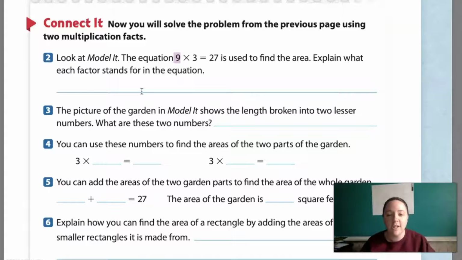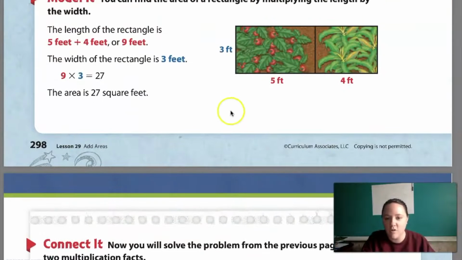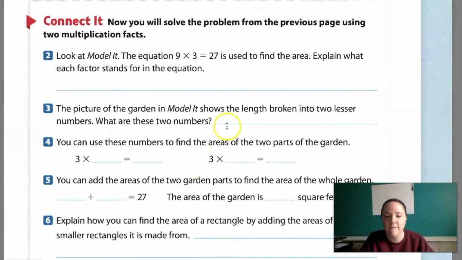The picture of the garden in Model It shows the length broken into 2 lesser numbers. What are these 2 numbers? Well, let's look. Our total length was 9, we said. What are our 2 numbers that they broke it into? 5 is the tomatoes, 4 is the corn. So it would be 5 and 4 would go here as your answer.